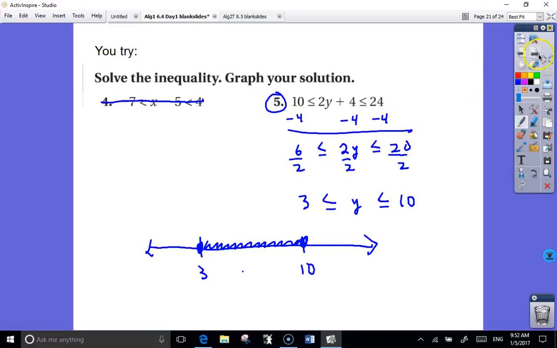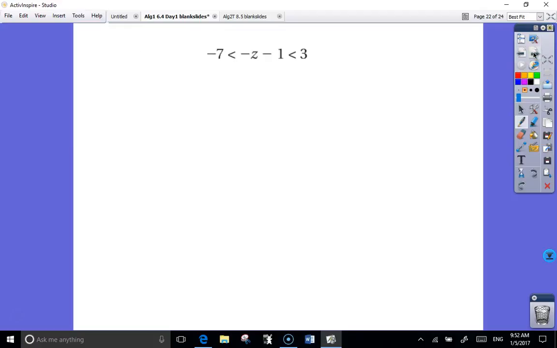Okay, and then the last, I'm going to do this one because it's the thing that Connor just asked about. Okay, how do I isolate the variable in the middle of this one? You gotta add z. Okay, add 1 3 times. So now we get negative 6 is less than negative z is less than 4.